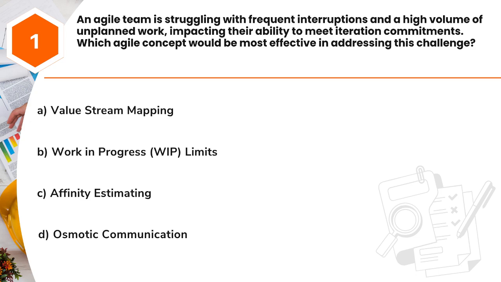Question 1. An Agile team is struggling with frequent interruptions and a high volume of unplanned work, impacting their ability to meet iteration commitments. Which Agile concept would be most effective in addressing this challenge? A. Value stream mapping. B. Work in progress, WIP, limits. C. Affinity estimating. D. Osmotic communication.